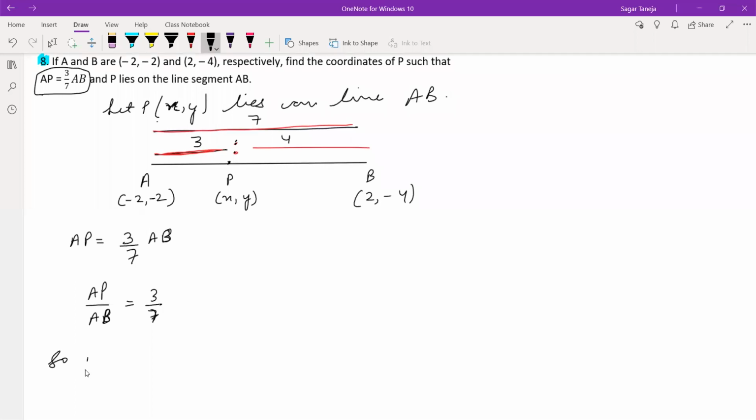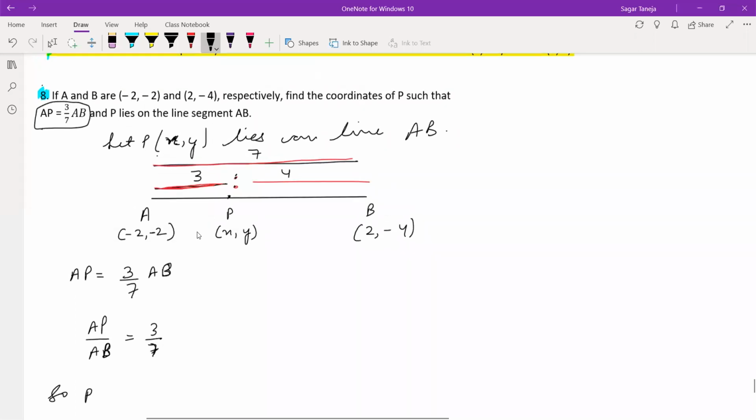See this one more time, if Raj is asking. AP by AB is given. See this, AP by AB is 3 to 7. So this is 3 and this total is 7. So 7 minus 3, this part will be 4. So this is 3 ratio 4. The ratio that we have to take is 3 ratio 4, not 3 ratio 7. So here PB is 7 minus 3, which is 4.